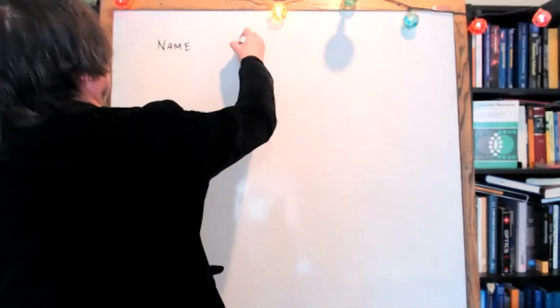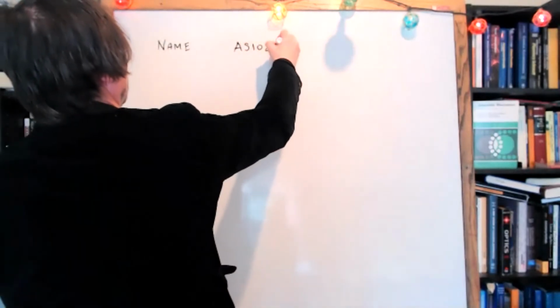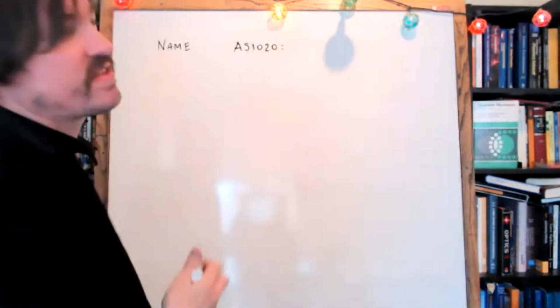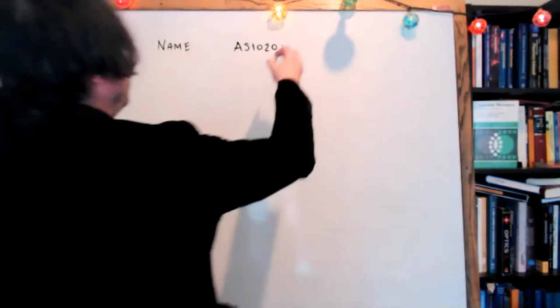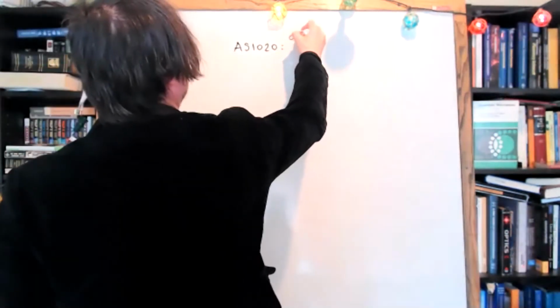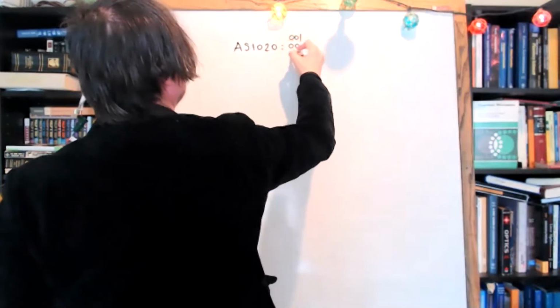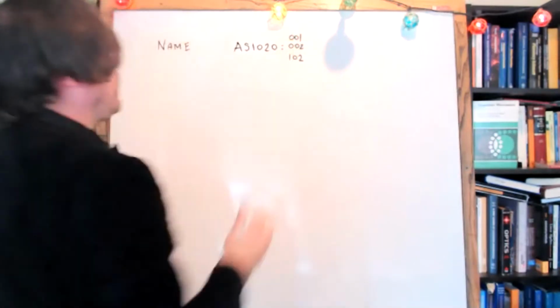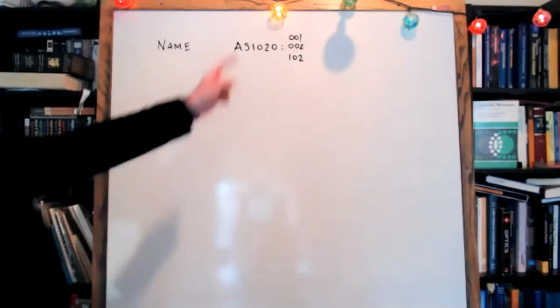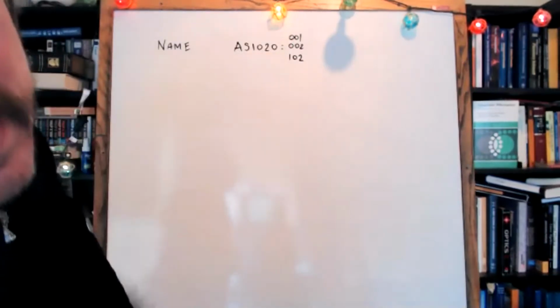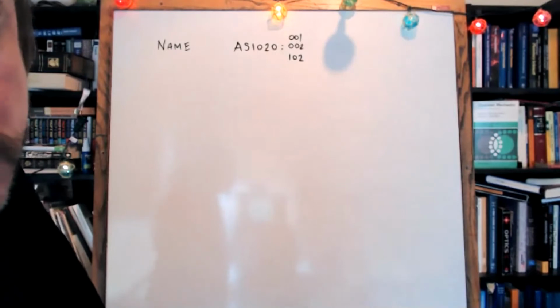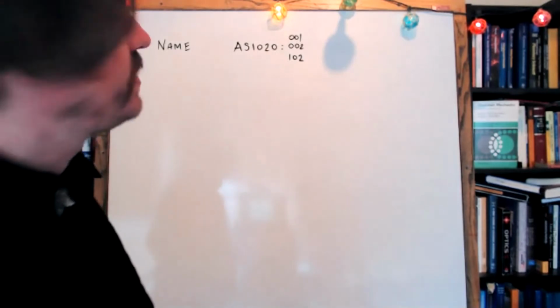We got our name, AS1020. Hopefully you guys have figured out what your section is. Let's put our section down. You're either in section 001 or 002, bless you, gesundheit, or some of you are in section 003. So figure out what section you're in and put that down. I can help you figure that out if you're having trouble.